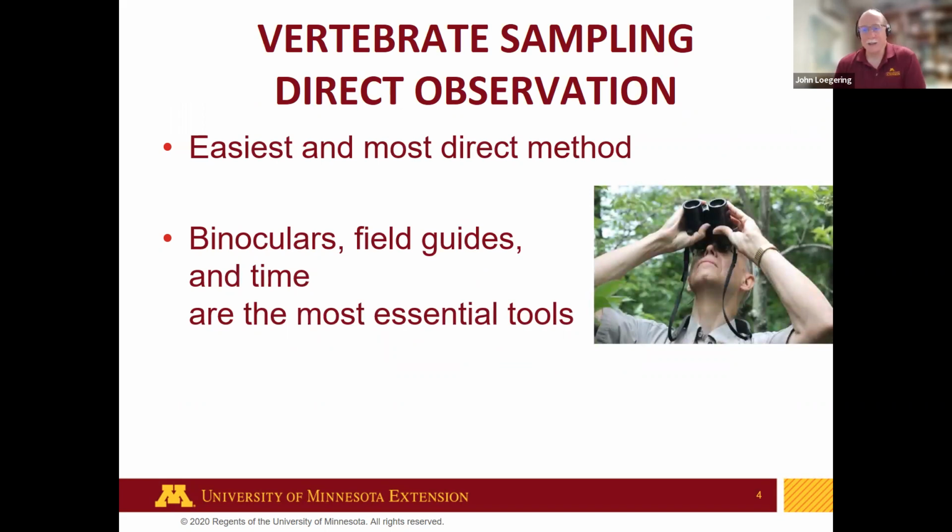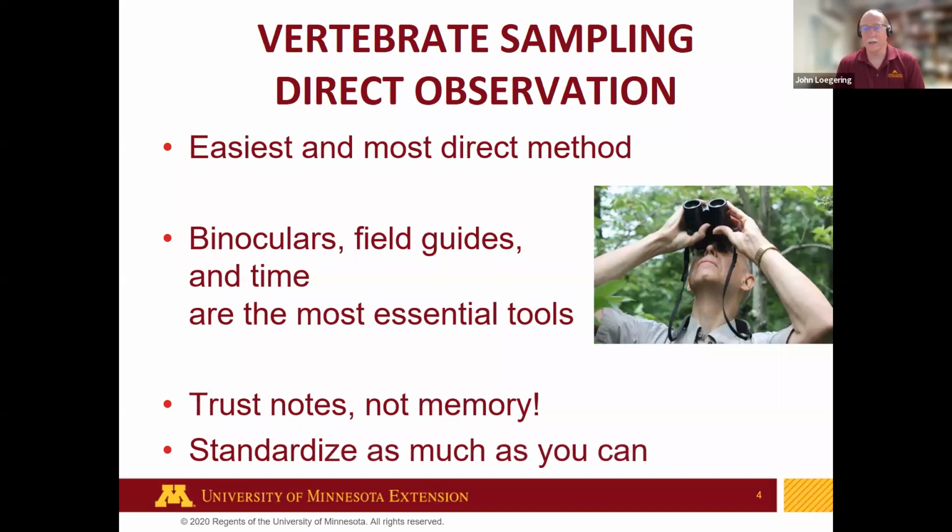In terms of techniques to characterize or quantify wildlife on your property, direct observation is the easiest method. It's the most direct method, and all you really need is some time, binoculars, and maybe some field guides. That's all you need, right? You go out there and take some notes, try to standardize as much as you can.